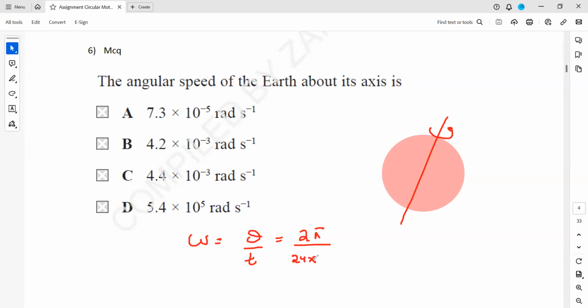So 24 hours, or 1 day, we have to convert into minutes, so we multiply by 60. Then we convert into seconds, so we again multiply by 60. This will give us the time in seconds. And this one is in radians; one revolution is 2 pi radians. So we get 7.3 times 10 to the power minus 5 radians per second, which is the angular speed of the earth.